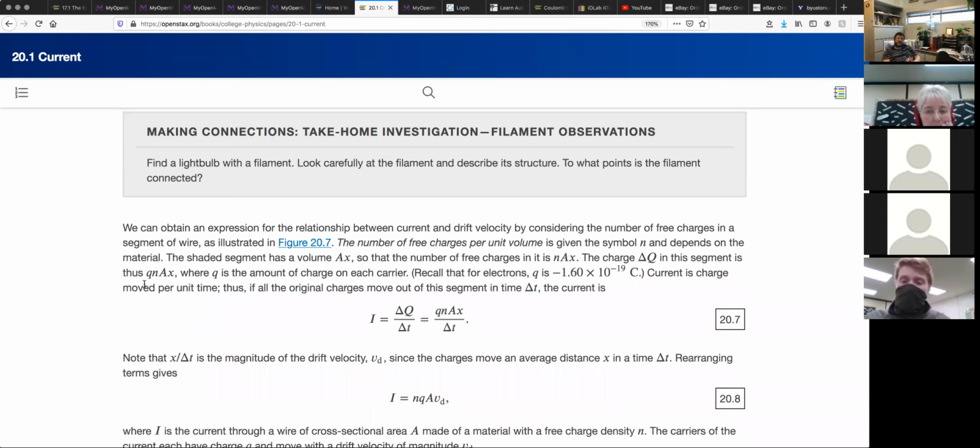This is actually used to great advantage in incandescent light bulbs. They put a resistor in there that glows when it heats up, and then you can get light out of it, which is great.